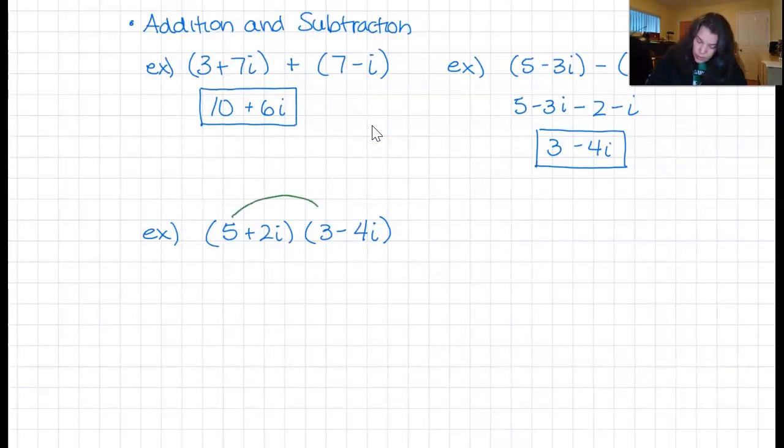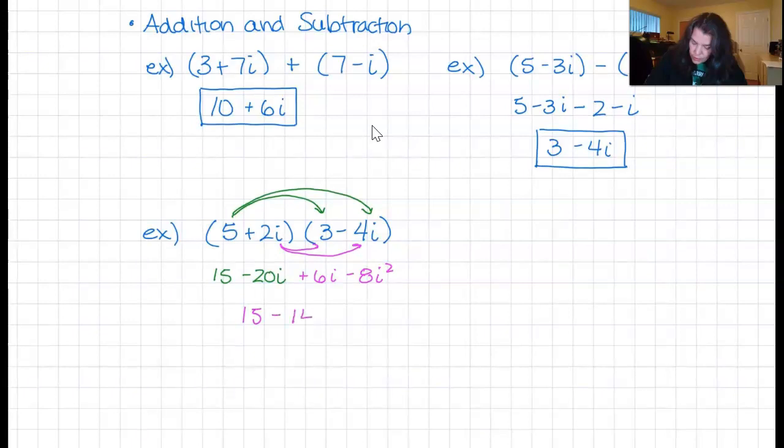So you're going to distribute the 5. 5 times 3 is 15. 5 times negative 4i is negative 20i. Then you distribute the 2i. 2i times 3 is positive 6i. 2i times negative 4i is negative 8i squared. And then combine your like terms, you're going to get 15 minus 14i minus 8i squared.